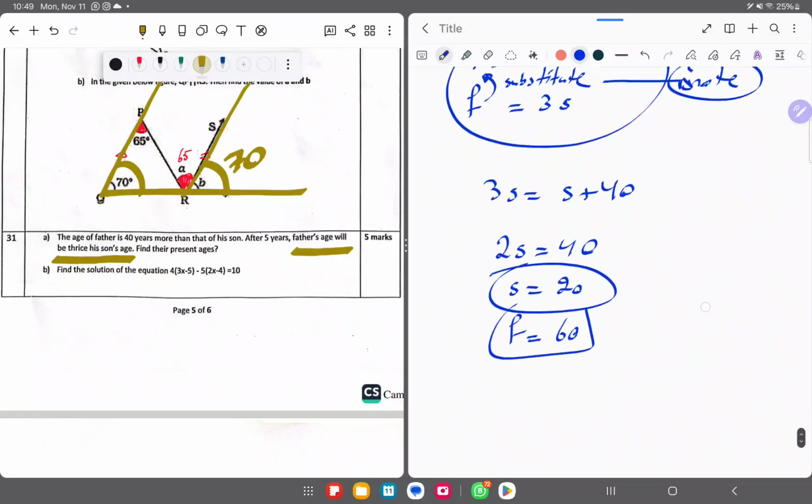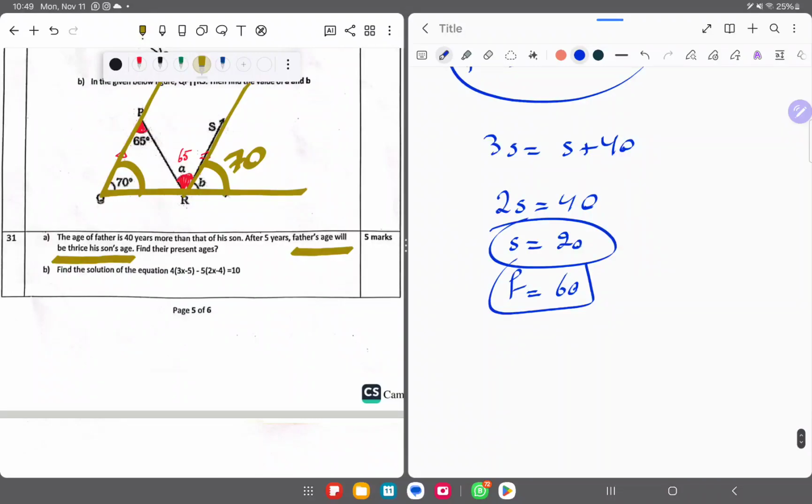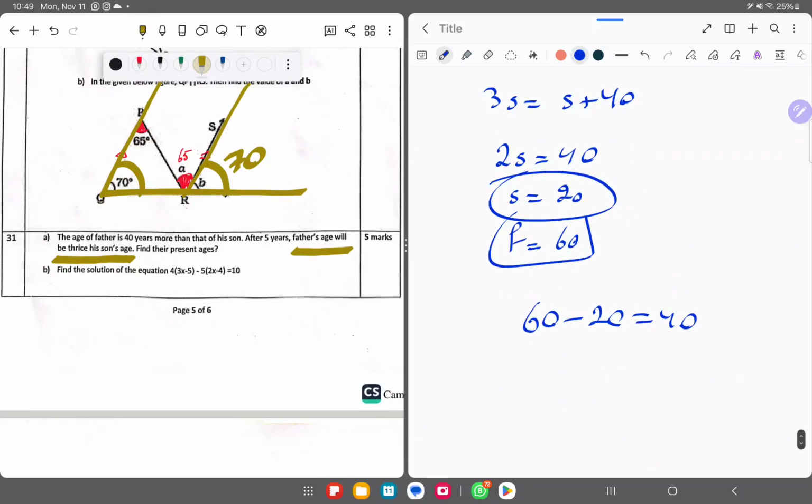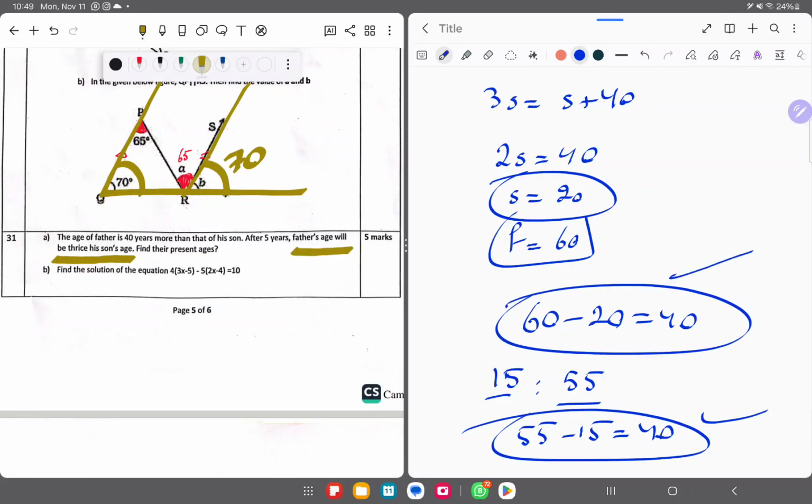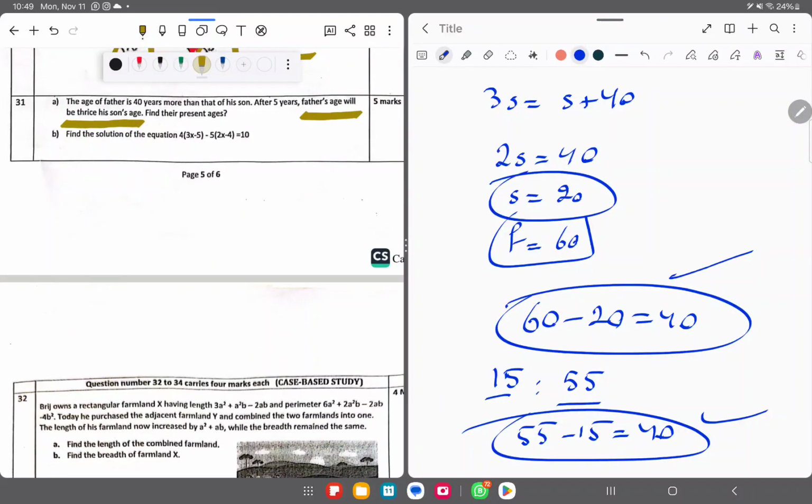Now try it out. So first of all, 60 minus 20 is 40, but try it out after 5 years. Like, go back 5 years. It's still going to be the same. 15 and 55. He was 15, that one was 55. The difference, 55 minus 15, is still 40. See? Still the same.